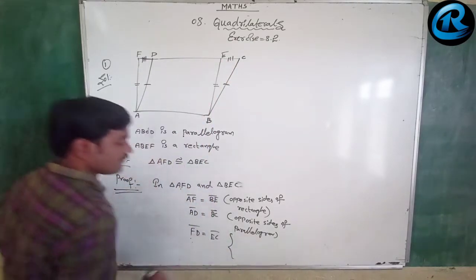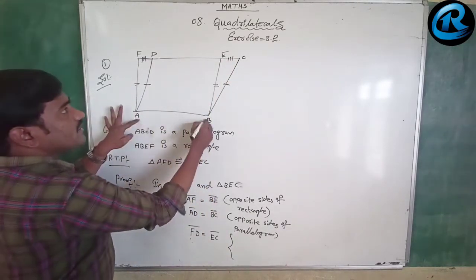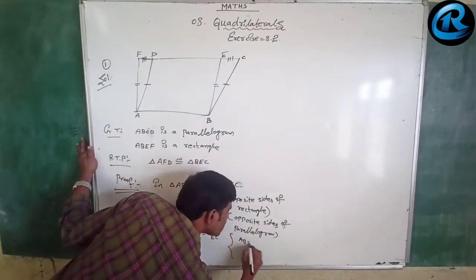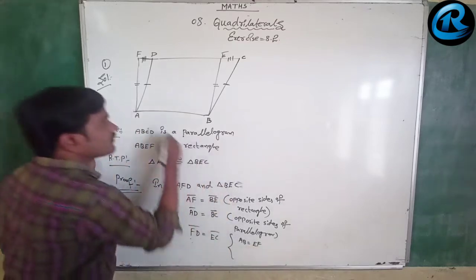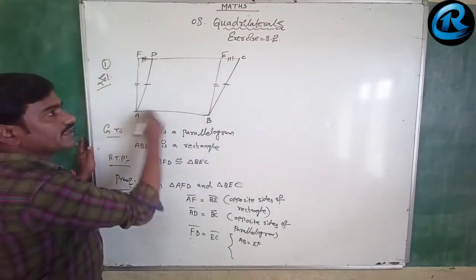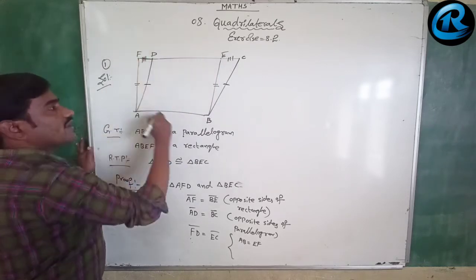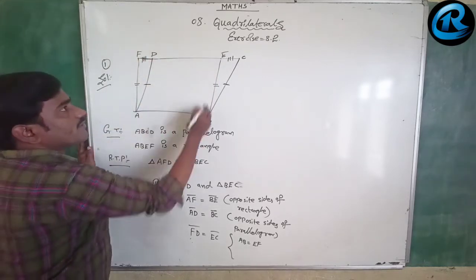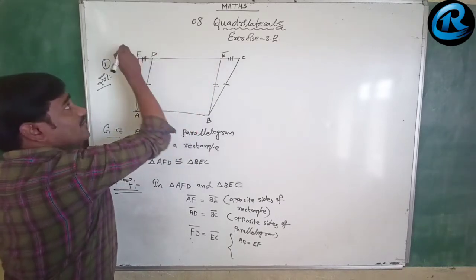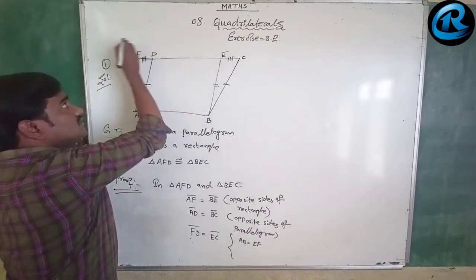Let us go further. So AB is equal to EF, because AB and EF are opposite sides of a rectangle. Here, E and F, we can write EF as ED plus DF.